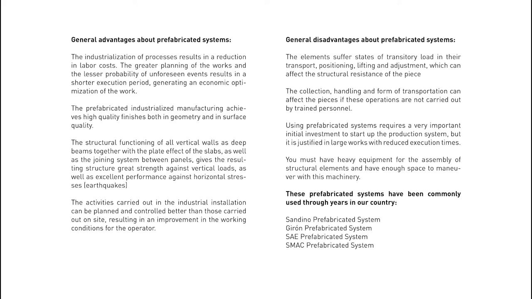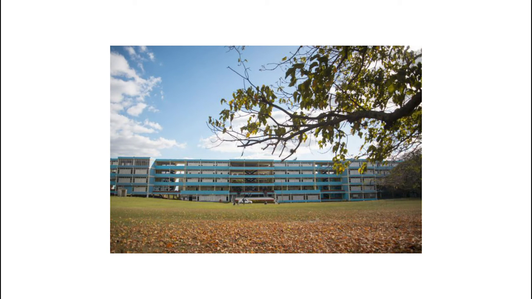The prefabricated industrialized manufacturing achieves high-quality finishes both in geometry and in surface quality. The structural functioning of all vertical walls as deep beams, together with the plate effect of the slabs as well as the joining system between panels, gives the resulting structure greater strength against vertical loads as well as excellent performance against horizontal stresses like earthquakes. The activities carried out in the industrial installation can be planned and controlled better than those carried out on site, resulting in an improvement in the working conditions for the operator.